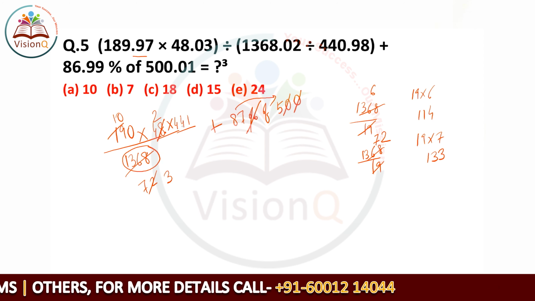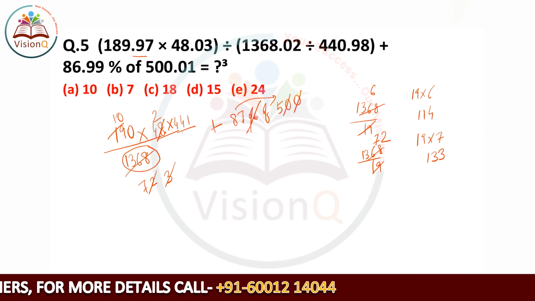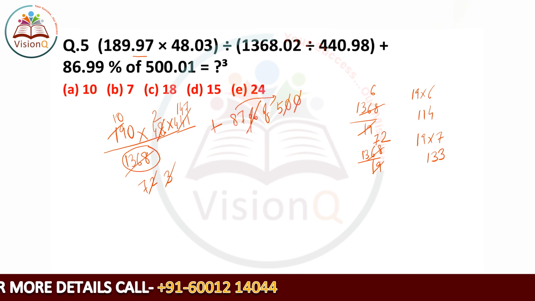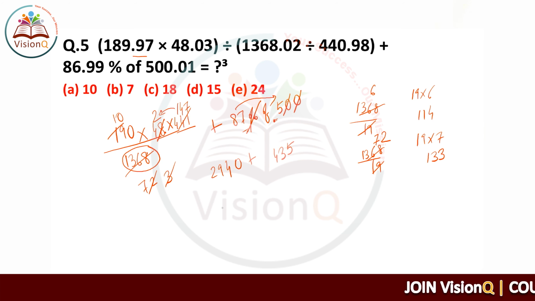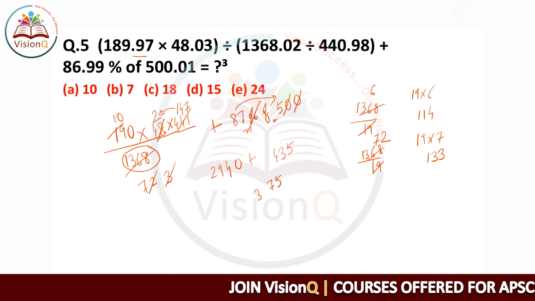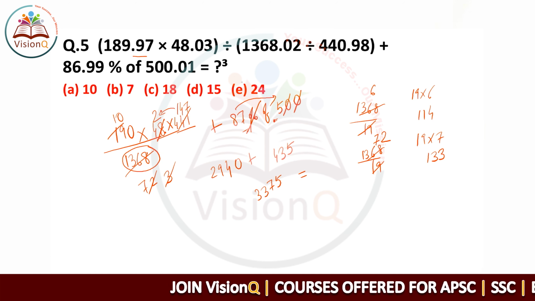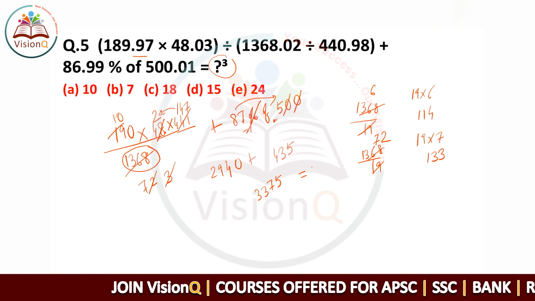And this 441 is divisible by 3. So it becomes 147. So 147 into 2 will be how much? 294 into 10, 2940, plus if I multiply 87 with 5, it becomes 435. So 2940 plus 435. If I add them, I will get the value as 3375, which is equal to question mark cube, which is x cube.